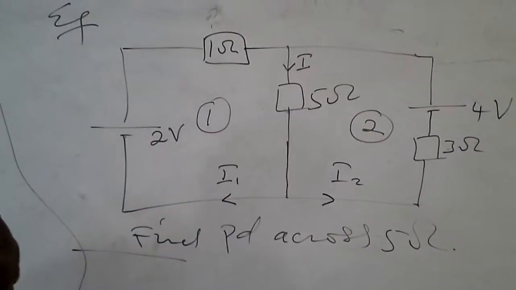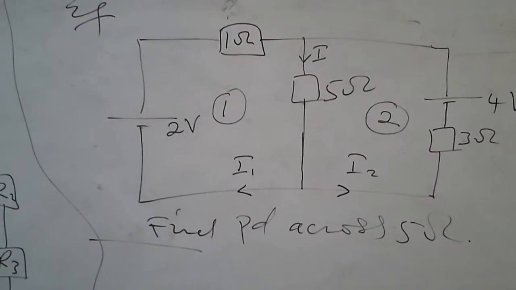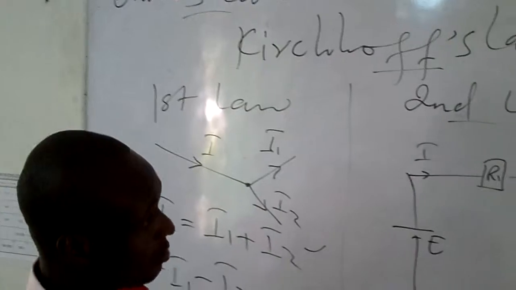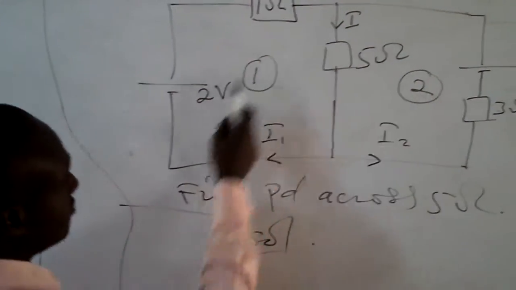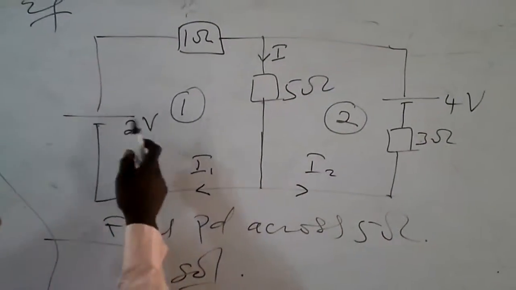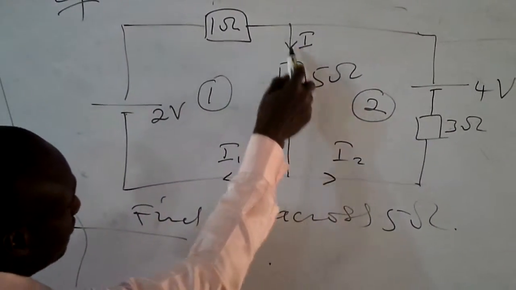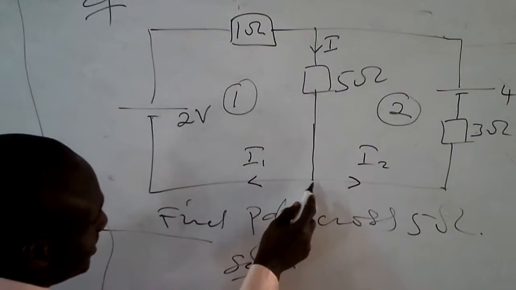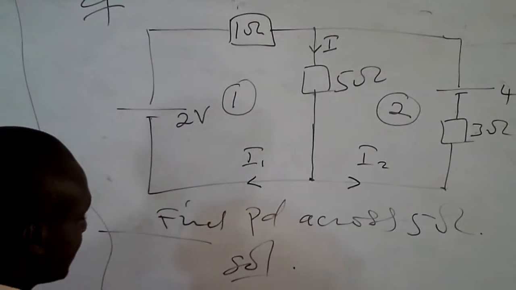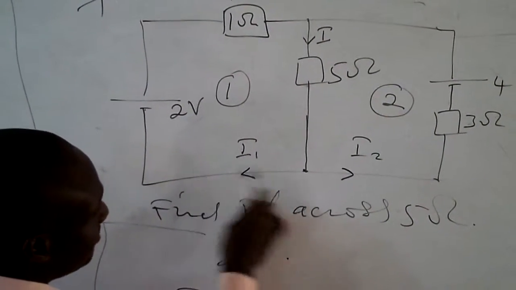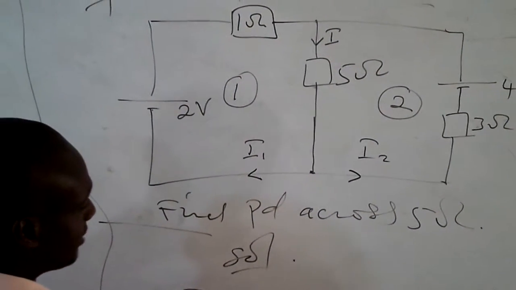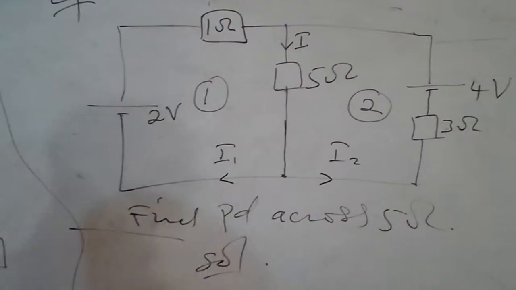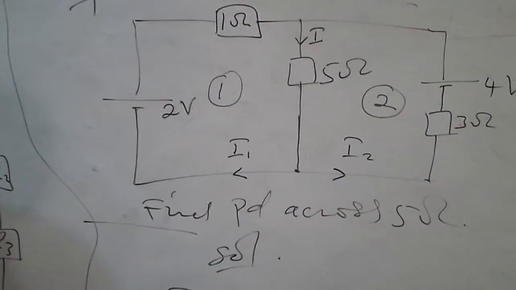Now let's consider Kirchhoff's first law, which says the current entering a junction is equal to the current leaving the junction. If we check this whole circuit, I will flow through the 5 ohm resistor and enter this junction. So I enters, I1 is leaving, I2 is leaving, so I equals I1 plus I2. That is Kirchhoff's first law.